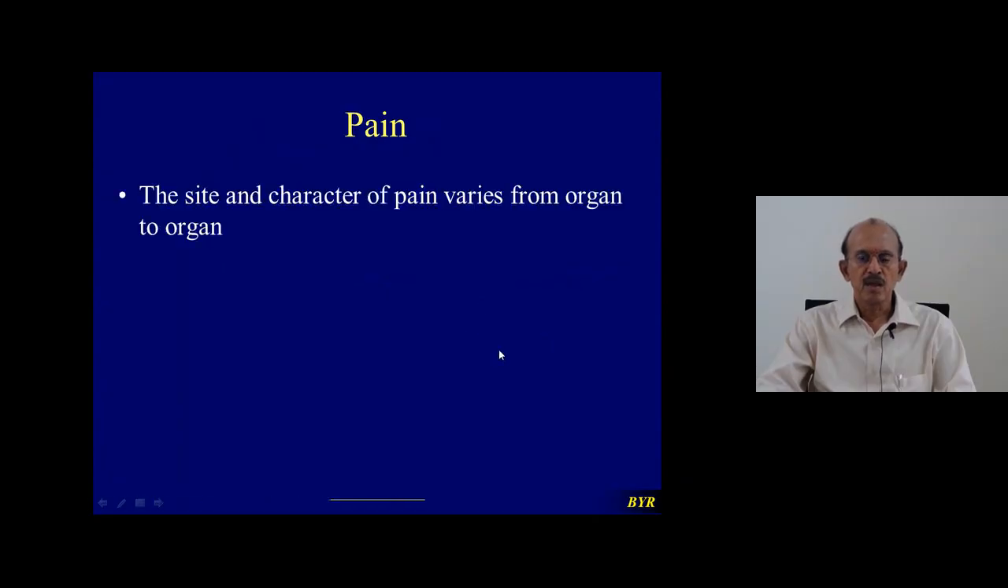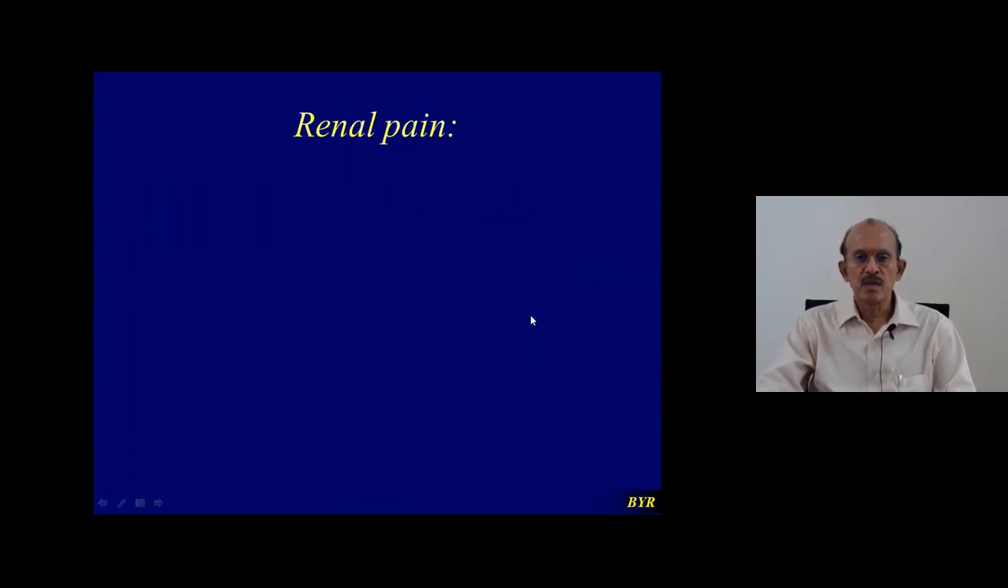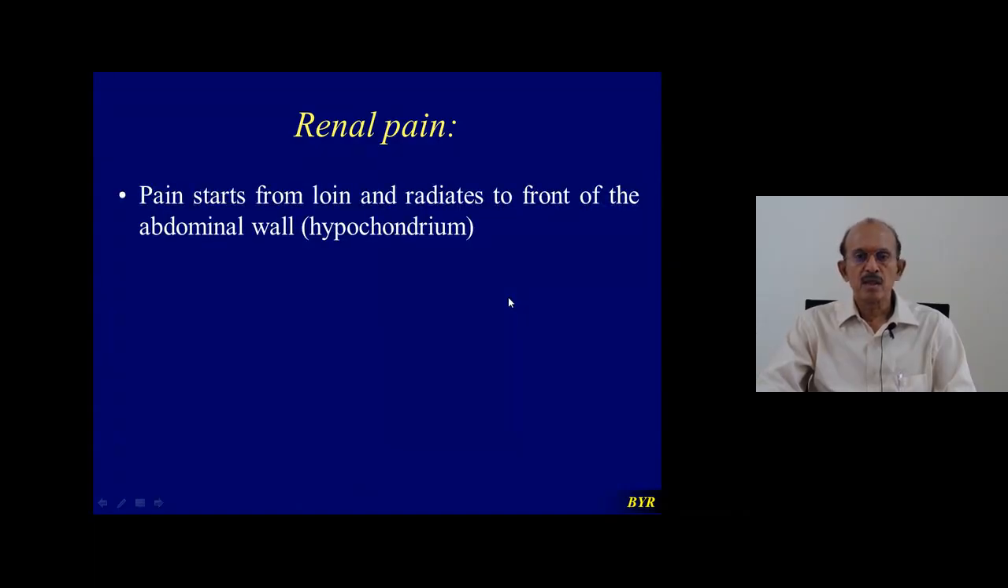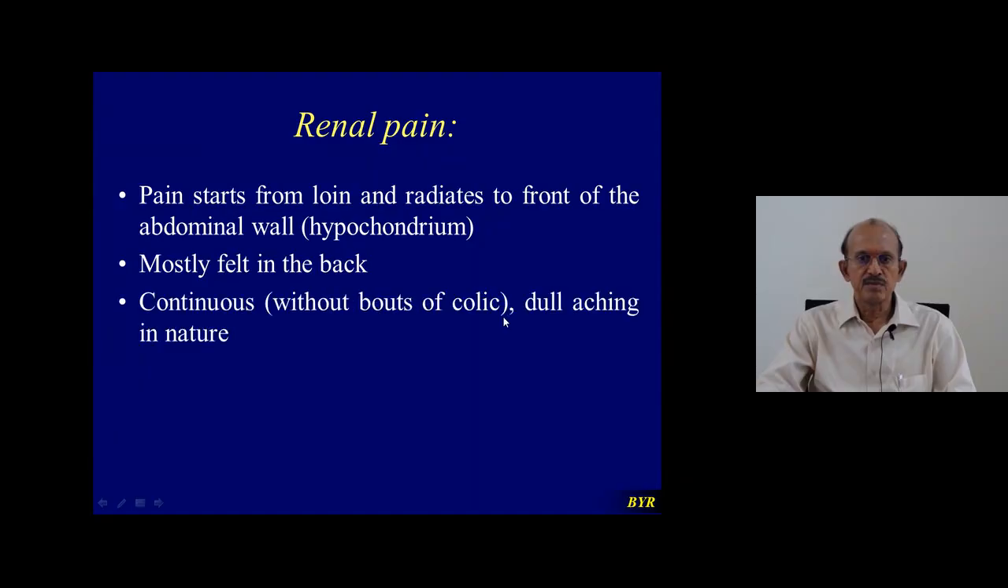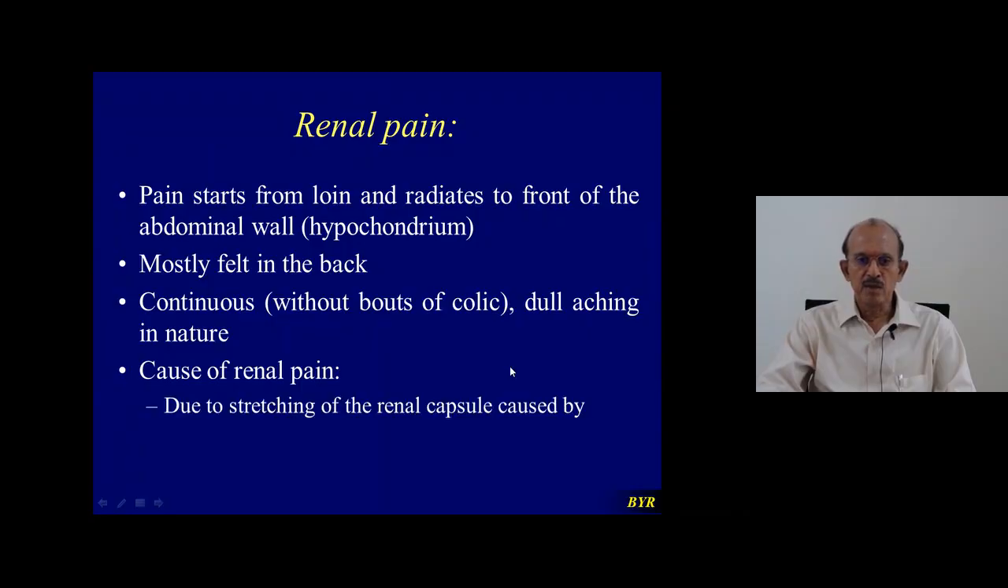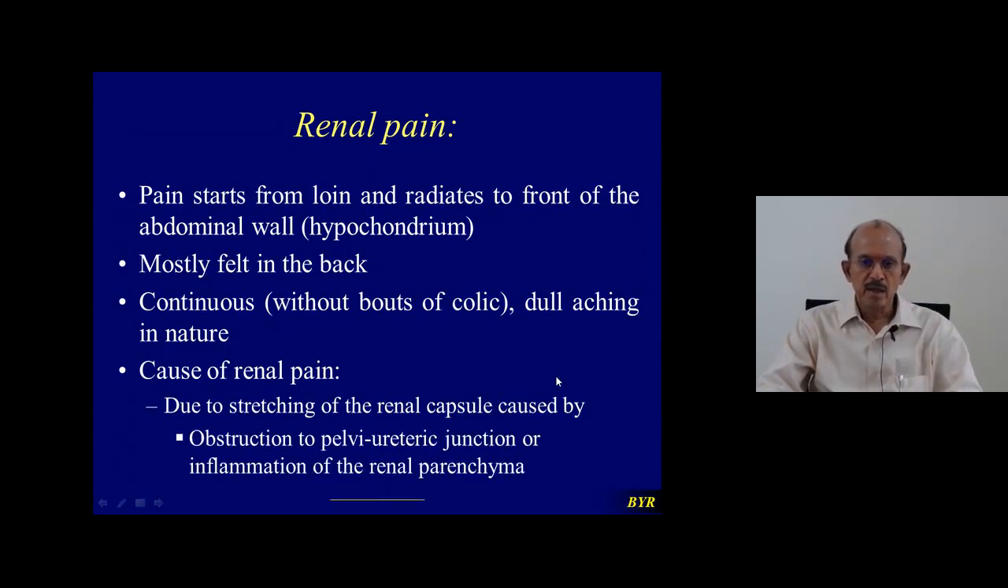Pain. The site and character of pain varies from organ to organ. Renal pain, that means pain generated from the kidneys. The pain starts from the loin and radiates to the front of the abdominal wall. It is mostly felt in the back. It is continuous without bouts of colic, dull aching in nature. The cause of renal pain is stretching of the renal capsule caused by obstruction of the pelvic junction or inflammation of the renal parenchyma.